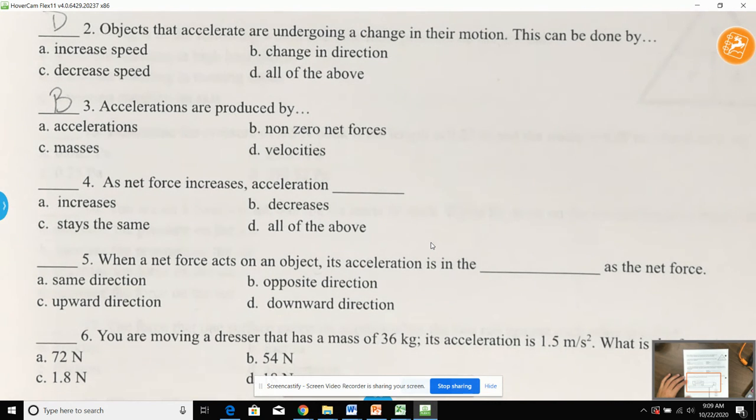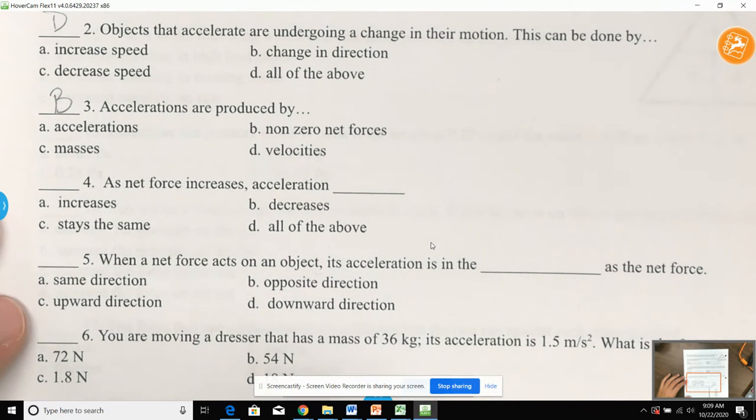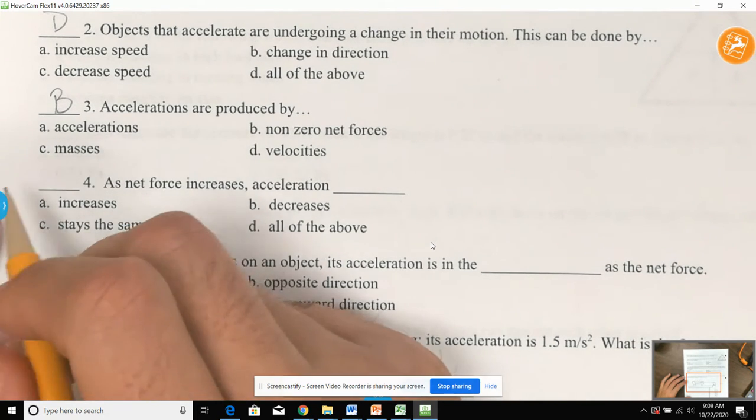Number 4. As net force increases, what happens to the acceleration? So basically, the harder you push, what's going to happen to the acceleration? A. Yeah, it's going to go faster. It's going to increase.